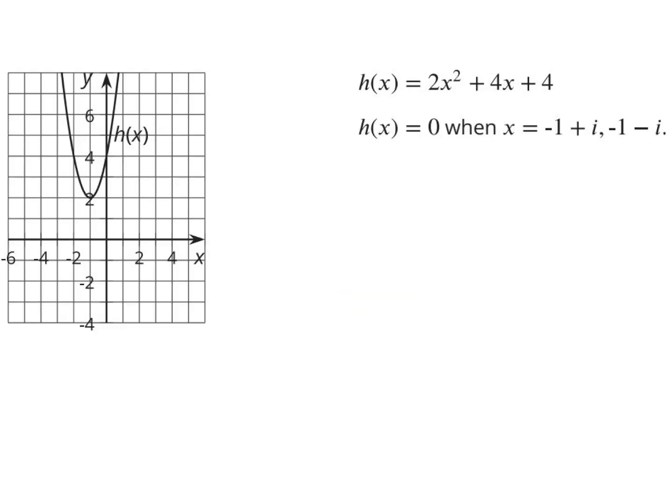So now we see no real roots. That means b squared minus 4ac is less than 0. So let's look at this. All right, b squared minus 4ac. So 4 squared minus 4 times 2 times 4 is 16 minus 32, which is negative 16. And you can't take the square root of a negative number and have a real number. So this tells us that the graph never crosses the x-axis, never touches the x-axis.